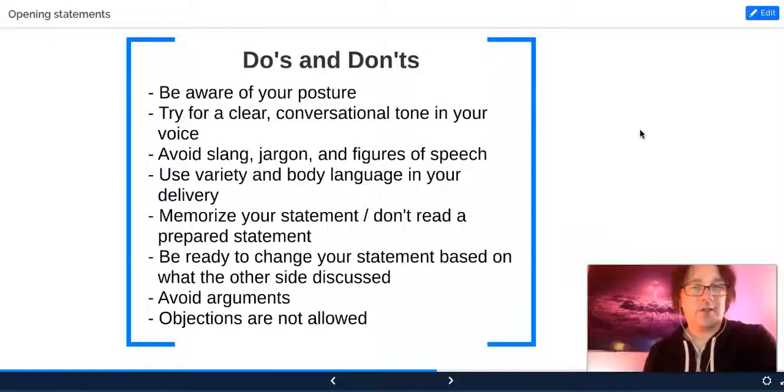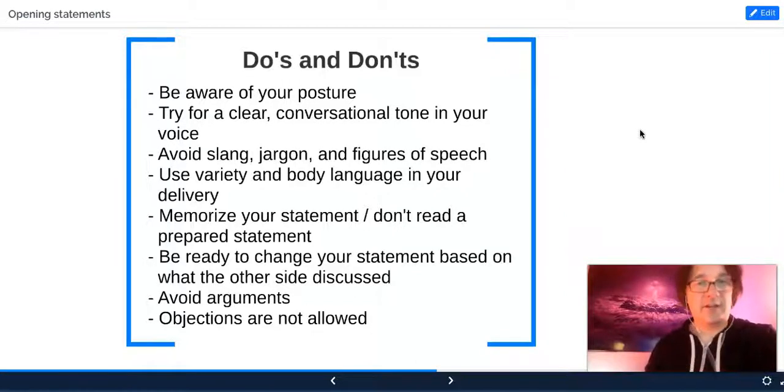Also, avoid jargon or slang or figures of speech. Not everyone knows what slang words mean. Jargon is just technical terms that, again, not everyone's going to know what you mean. And figures of speech, these types of sayings, sometimes people don't understand them, or they think they mean something else, right? So they might misinterpret that figure of speech, or they just might not get it. They think you're saying something different than what you're actually saying.